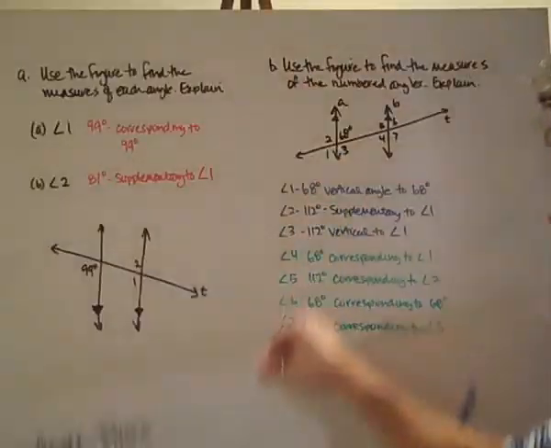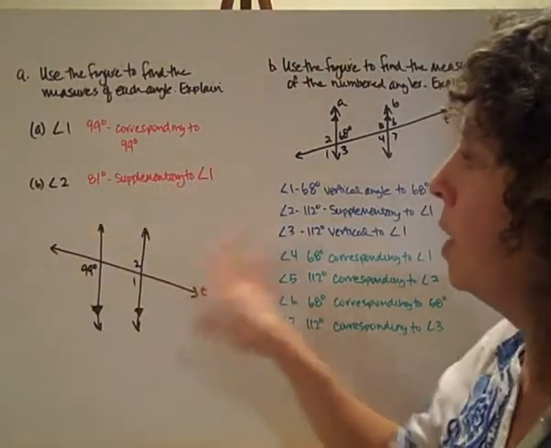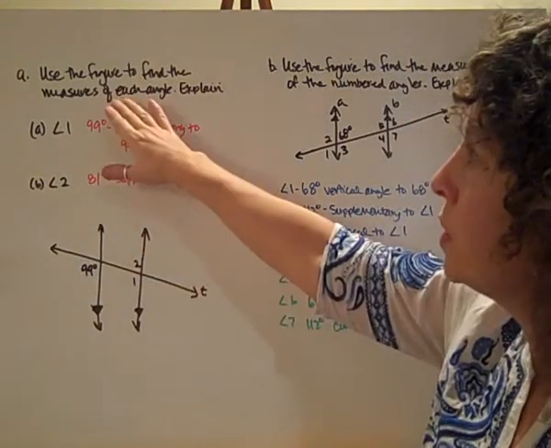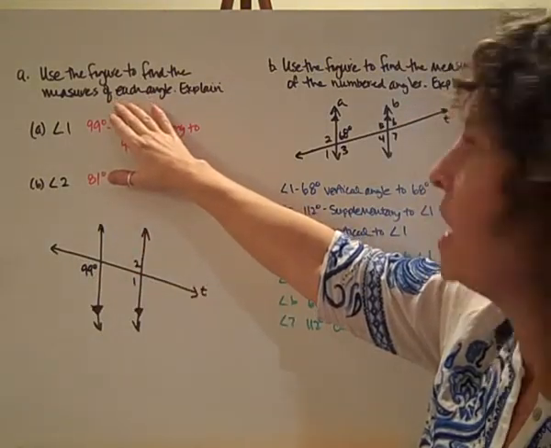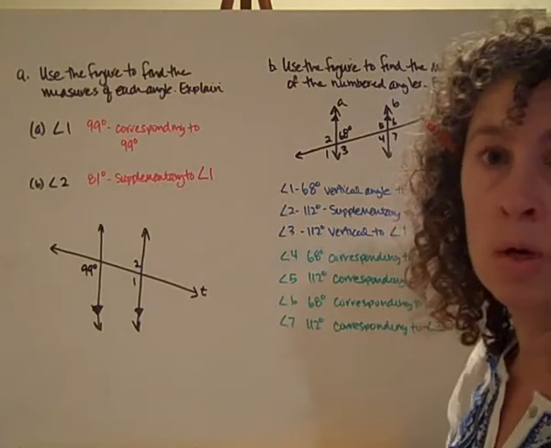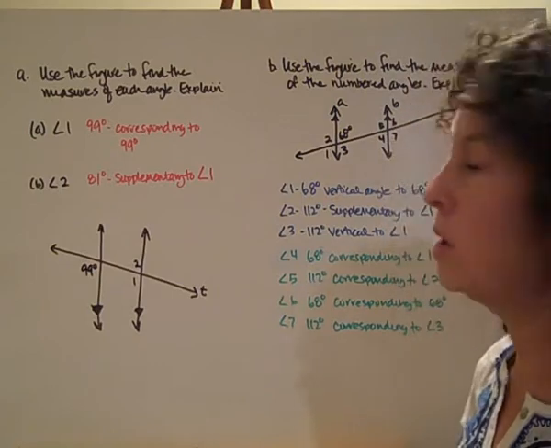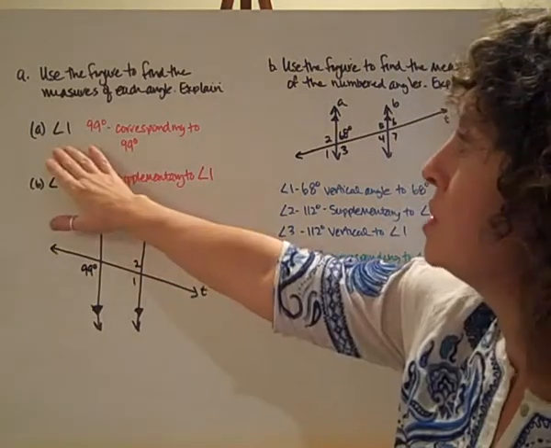So let's look at some lines and how they intersect and what we create. So for this first one, we're going to use the figure to find the measures of each angle, and we're going to explain. So I want to be able to give a reason what type of angle pairs allows me to know that particular piece of information. So they want us to find angle 1.